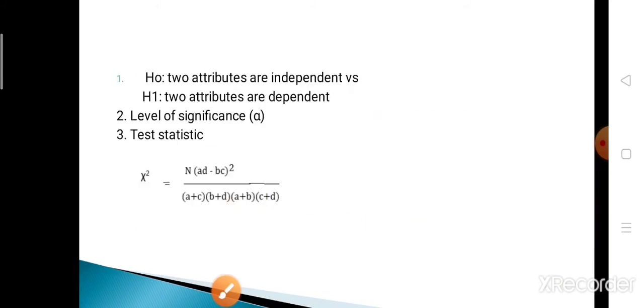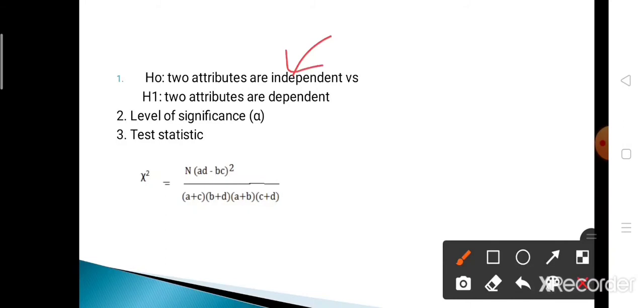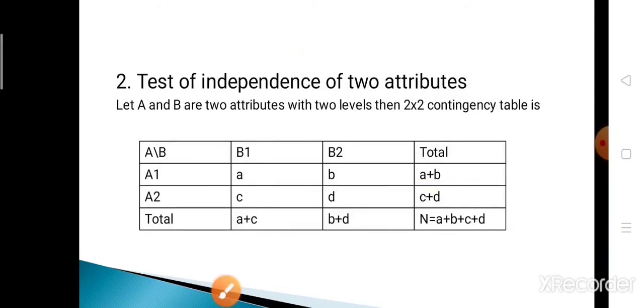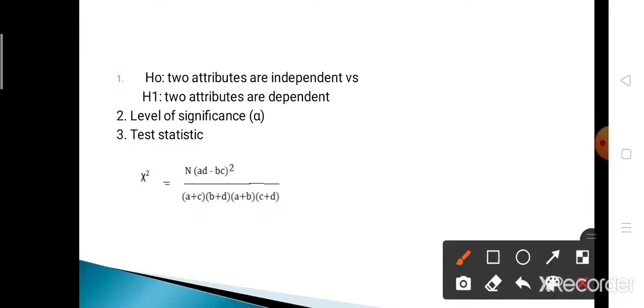Okay, now the H0 is: two attributes are independent, versus H1: two attributes are not independent. That means they are dependent. The given test is the test of independence of two attributes. That's why H0 is that two attributes are independent versus the two attributes are not independent, that is, dependent. Now the second step involved in the testing of hypothesis is the level of significance.